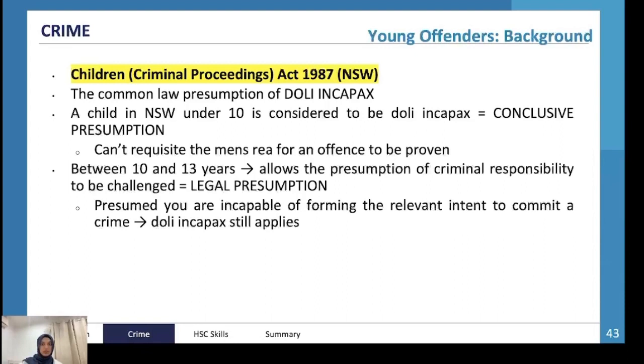If they're under the age of 10, that is a conclusive presumption, which means it cannot be challenged. If they are between the ages of 10 to 13, then it is a legal presumption. So you are presumed to be incapable of forming the relevant intent to commit a crime, so doli incapax still applies. But the difference is that between the ages of 10 to 13, it is a legal presumption which can be challenged. If the other side can prove that the individual committed the crime with intention, that they knew what they were doing, that can be allowed, especially if you can prove mens rea.